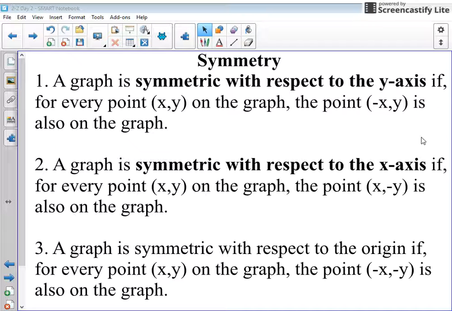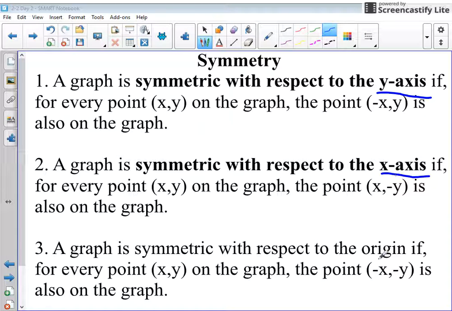I'm going to go ahead and talk a little bit about each of these types of symmetry with the next slide here. You've got symmetry with respect to the y-axis, with respect to the x-axis, and with respect to the origin. So those are the three types of symmetry that we're going to be exploring here, with respect to the y-axis, the x-axis, and the origin.